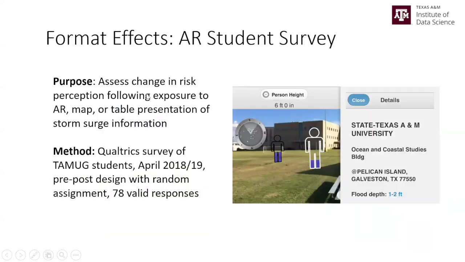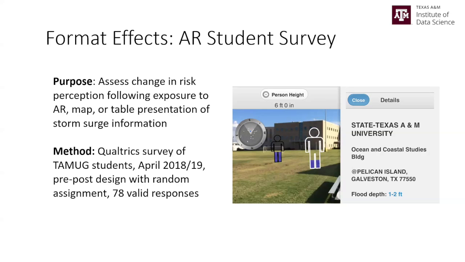So as I alluded to, I ran a student survey to test this. The purpose was to look for change in risk perception following exposure to either the AR tool, the map-based presentation, or the tabular presentation of this storm surge information. I did this using a Qualtrics survey of A&M Galveston students. I ran it twice, actually, once in April 2018, again in April 2019, with slightly different locations and slight adjustments to the map and table tools to account for some things that I thought might have been skewing the results. I don't really go into that in this talk so much. It turns out those things didn't matter much.